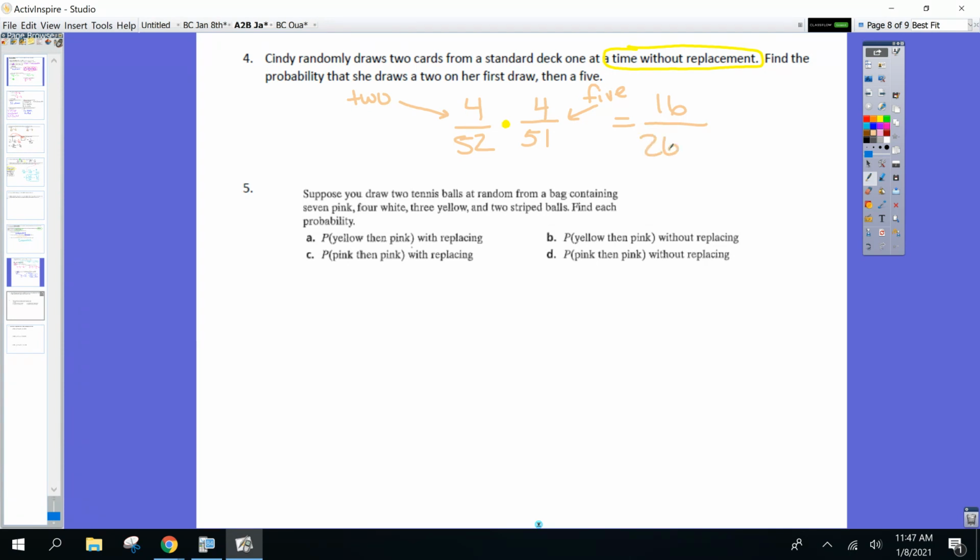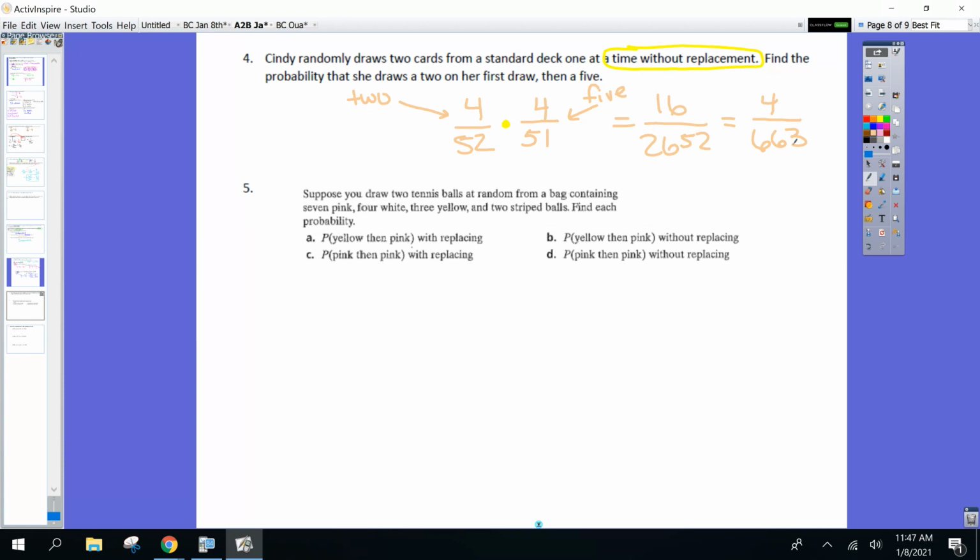2,652. So pretty slim chances, right? You get a 2, keep it, and then get a 5. Slim chances. And then reduce, it was 4 out of 663. Whew. Pretty slim.